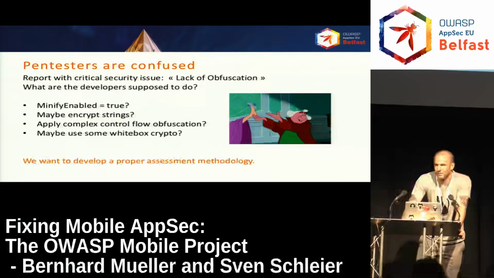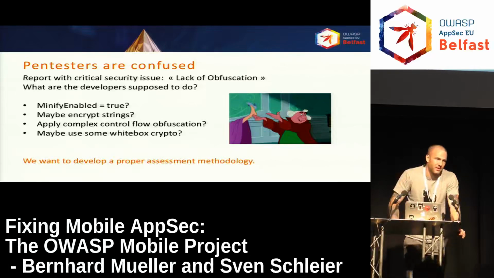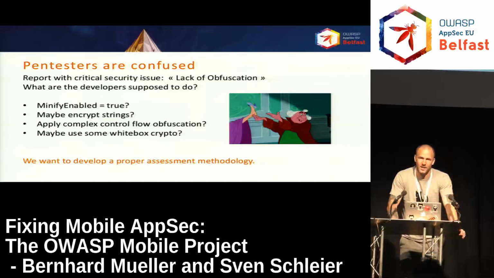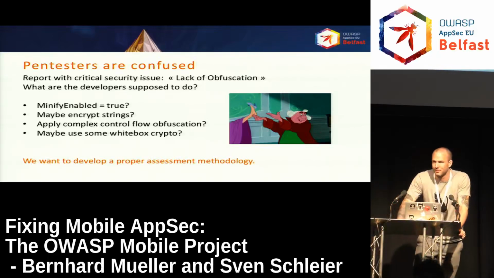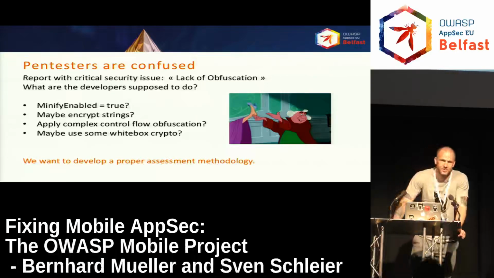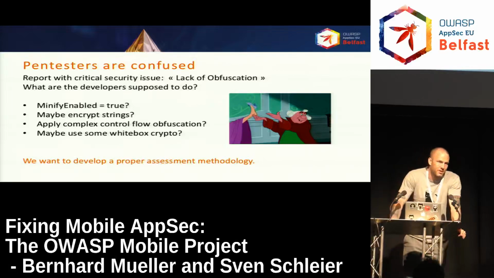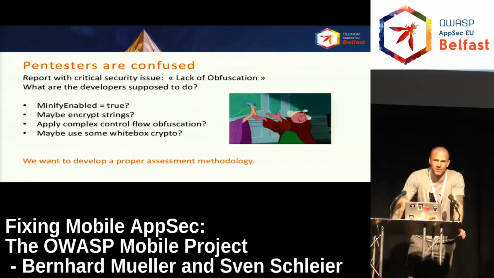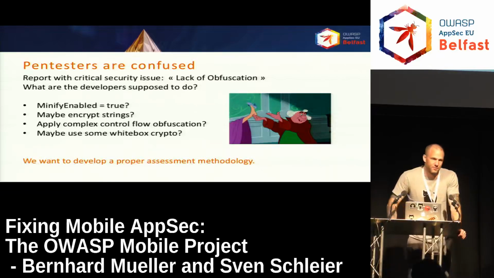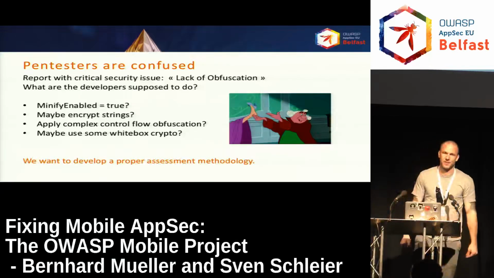For example, what we see sometimes in reports are things like lack of obfuscation being reported. And for the client, something like this is completely useless, because what are they supposed to do? Obfuscation is just an umbrella term. It can mean a lot of things. It can mean just turning on minifyEnabled true in the ProGuard settings. It can mean applying really complex control flow obfuscation, using white-box crypto, using virtualization. There's a lot of stuff you can do, and it really scales.